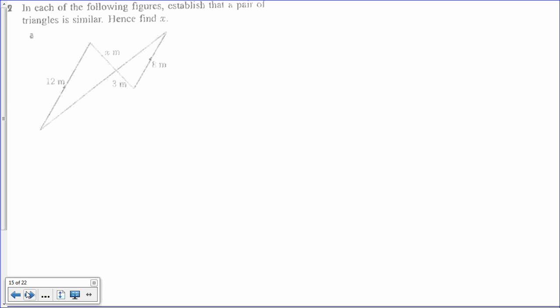Question 2: for the following cases, establish a pair of triangles are similar and hence find x. So what we need to have a look at here is what's there. The first thing I'm going to do is label alpha 1, alpha 2. I'm also going to label my triangles A, B, C, D, E, just so that I know what's going on. Alpha 1 equals alpha 2, they're vertically opposite.